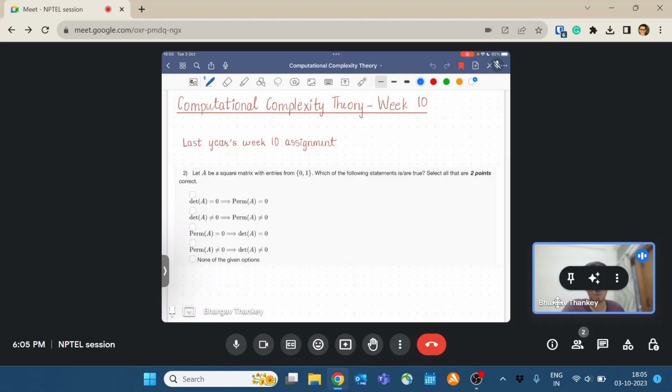Hello and welcome to week 10's problem solving session. Today we'll first solve last year's week 10 assignment, then we'll solve this year's week 10 practice assignment, and then we'll solve this year's week 9 assignment.